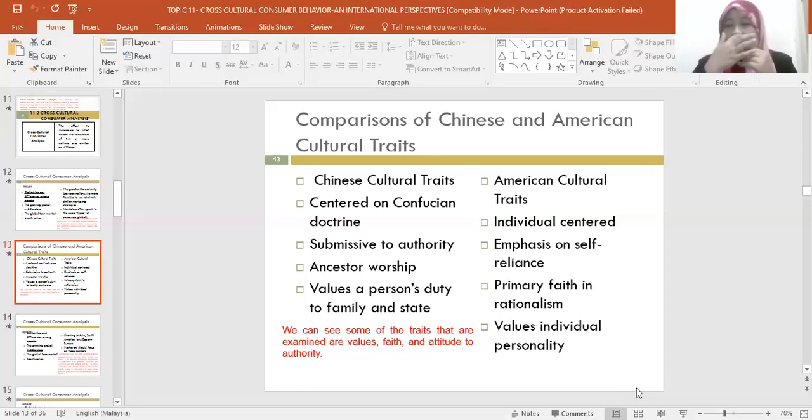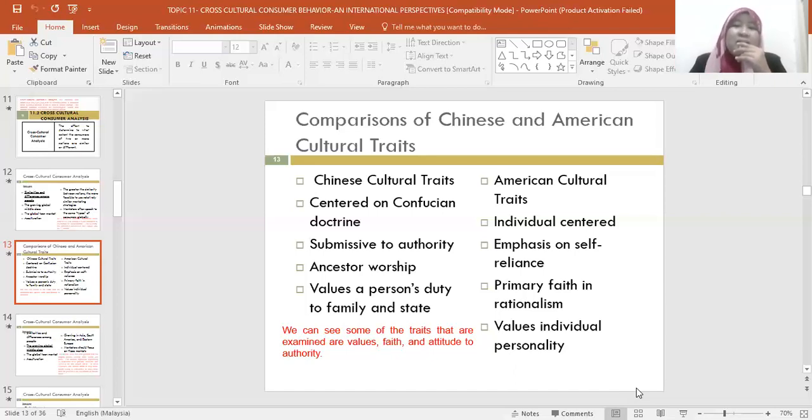Okay, so for the American cultural traits, of course mostly Americans are not selfish, but because that is their culture, they are more individual centered. In here they are more on individualism, unlike what I told you just now, centered on the Confucian doctrine, right? Because they are in military, in a community of groupism, so they believe in their own group, their own people, their own unit, their own community. They don't believe others. Okay, and then for American, they are individual centered. They believe in themselves. Kun anta, be yourself.